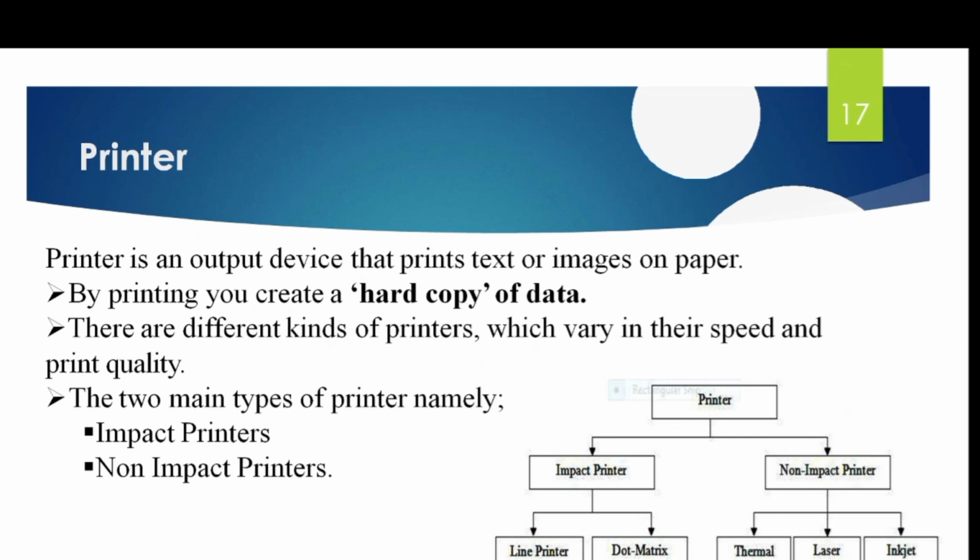The next type of output device is the printer. A printer is an output device that prints text or images on paper. By printing, you can create a hard copy of the data. There are different kinds of printers, which vary in their speed and printing quality. They can be categorized into two main parts: number one, the impact printer, and number two, the non-impact printer. Impact printers can be of two types, line printer and dot matrix printer, and non-impact printers can be further divided into three types: thermal, laser and inkjet printers.